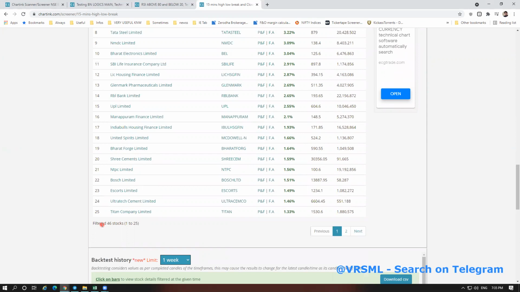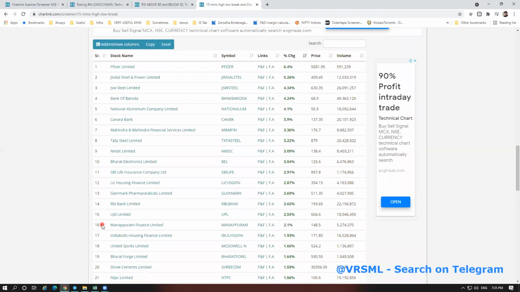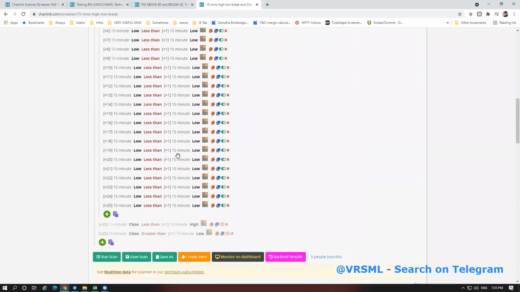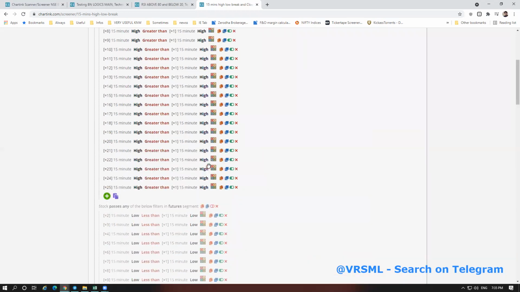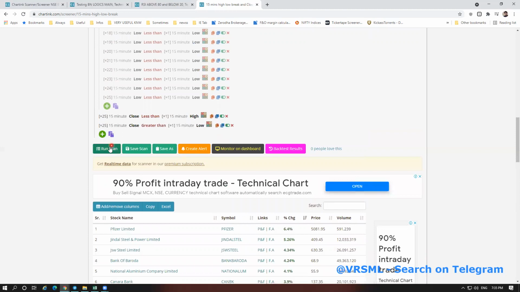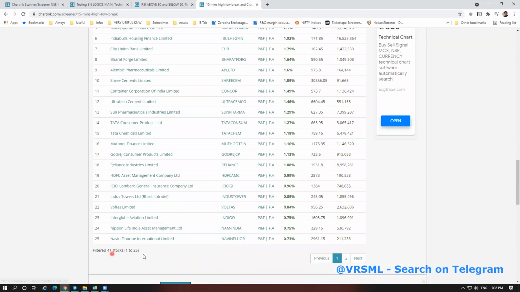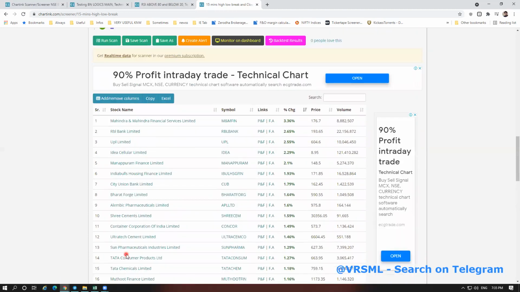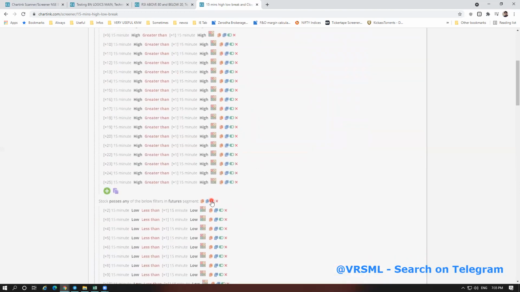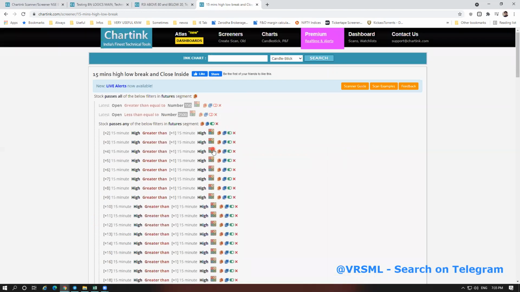You have to find whether it's a higher high, or only a low break, or only a high break. You just have to find the stock and then check it in your trading platform. So this is the high and low break for 15 minutes. If you want only consolidation stocks, just activate this and run the scan, and you will find 41 stocks which close inside the range of the first 15 minutes candle. If you want both setups, that it should break the high and low and also close inside.